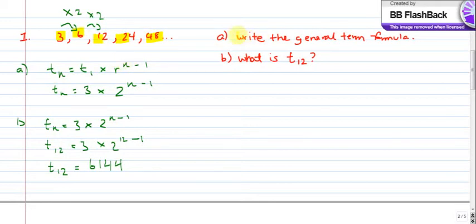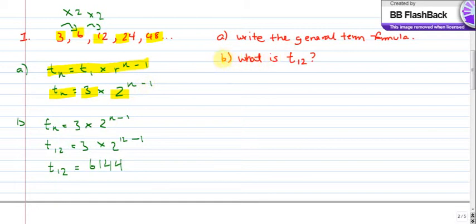So A is asking us to write the general term formula. So we start off with our formula, T of n equals T1 times r to the power of n minus 1. And now we just fill in everything else. So T of n remains the same, our first term is 3, and our ratio is 2. So our final answer would be T of n equals 3 times 2 to the power of n minus 1. And you can just substitute a number for n to find out any term in the sequence.